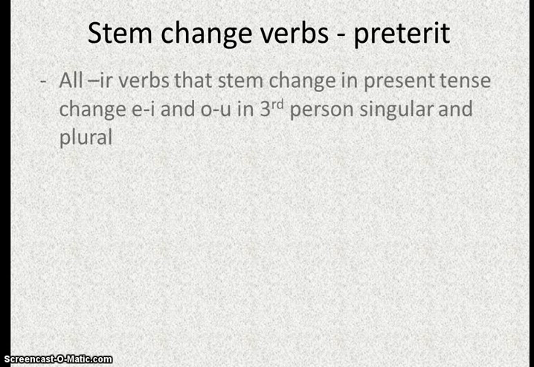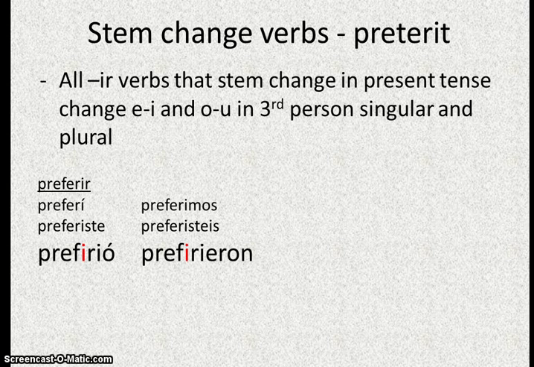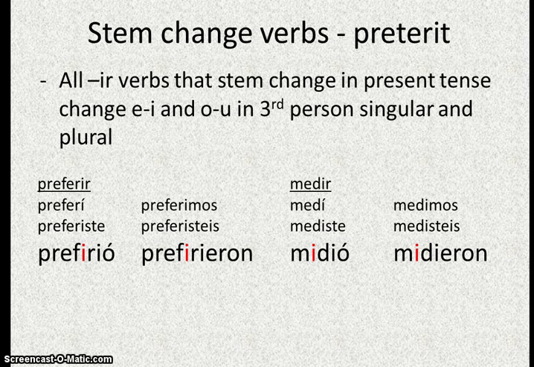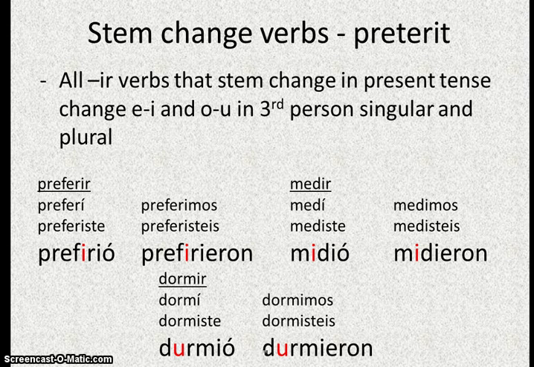Verbs that stem change in the preterite are only going to be your IR verbs and only are going to stem change in the third person singular and plural. So these will change from E to I and O to UE in the third person only. You can see here with preferir, medir, and dormir. And you see in all of the third person conjugations here, we have done a stem change, but only to the single vowel.